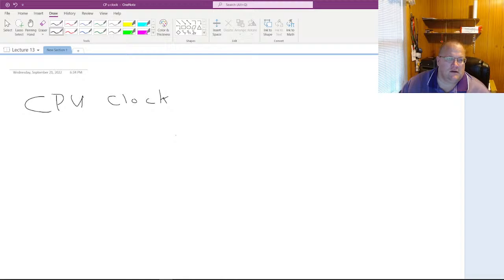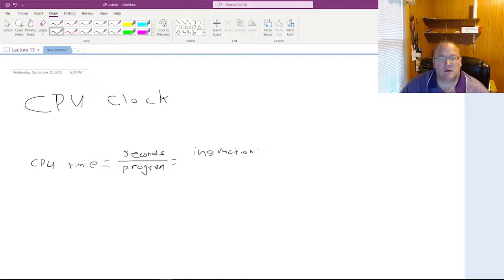So here's the thing. This book gives us this formula. CPU time equals seconds per program. So how long does it take your program to run? Well, there's three parts to it. Instructions per program.